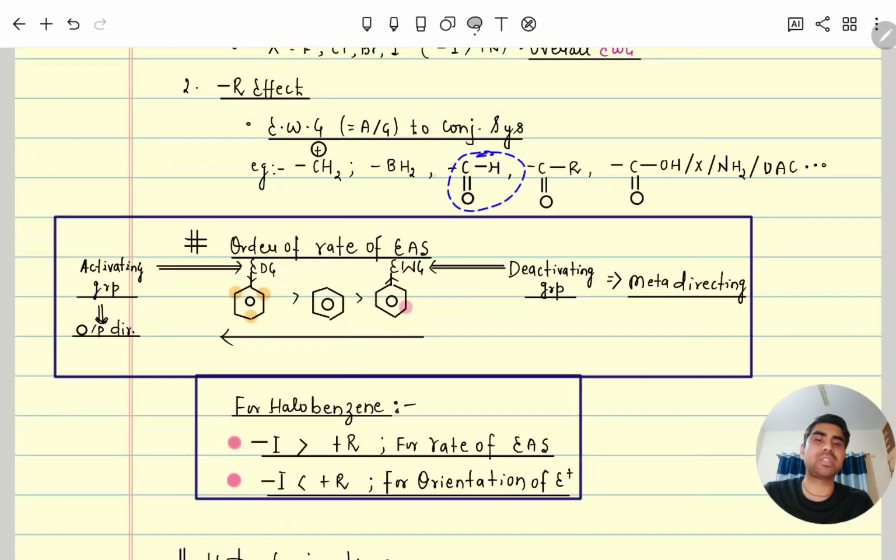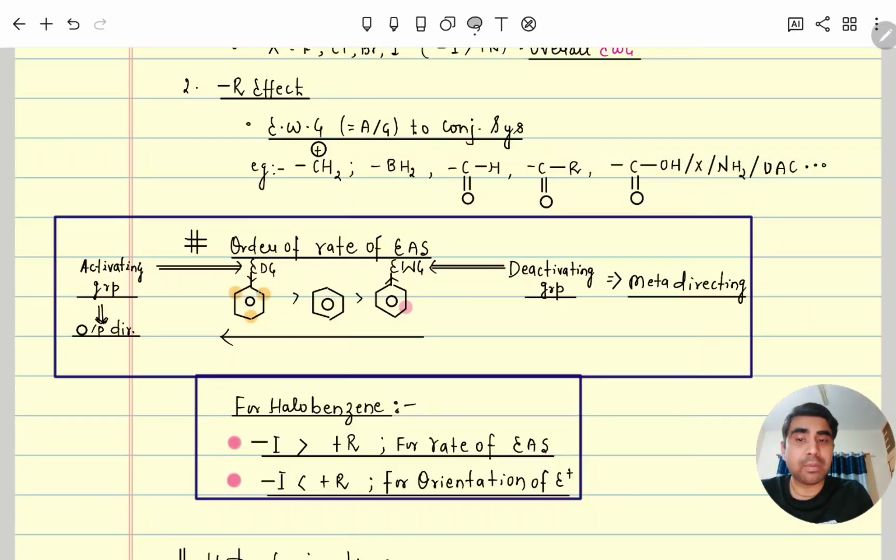Similarly, here you can see the carbon oxygen bond. This pi bond is getting delocalized towards oxygen. So this carbon will withdraw the electron from the conjugated system. Clear? Will withdraw the electron from the conjugated system. So all those are electron withdrawing groups. Carboxylic acid and all its derivatives are electron withdrawing.